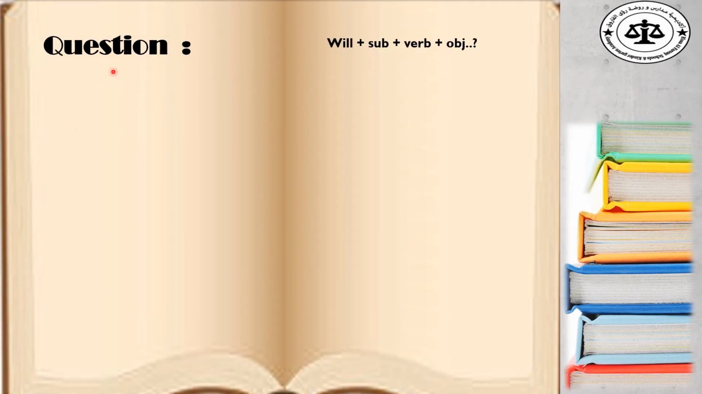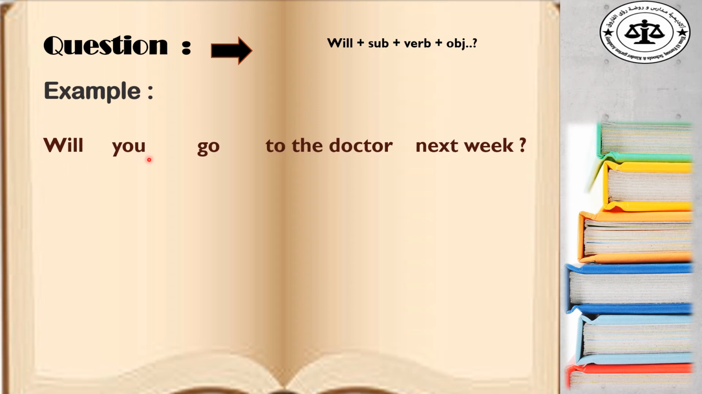Now, how can we make a question by using will? Look at this example. Will you go to the doctor next week? Next week indicates the future tense. Excellent. So we start our question by using will, then the subject, any subject that we want: you, I, the nouns. Okay, then we use the infinitive verb, go, and the complement, to the doctor next week.